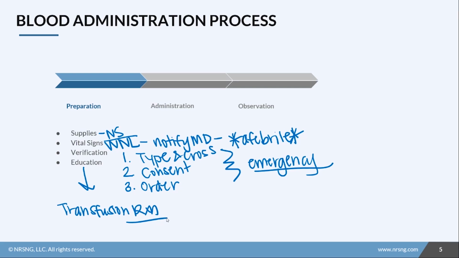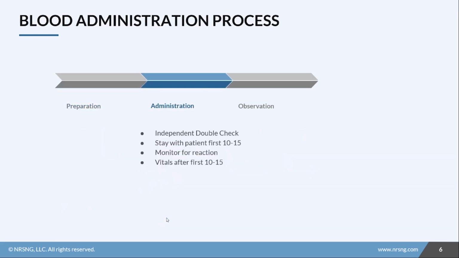So we have our patient prepared. Let's go on to administration. The administration process starts with an independent double check by 2 RNs. And this looks very much like the medication administration process, in that there are some key things that we need to check before we administer the blood.